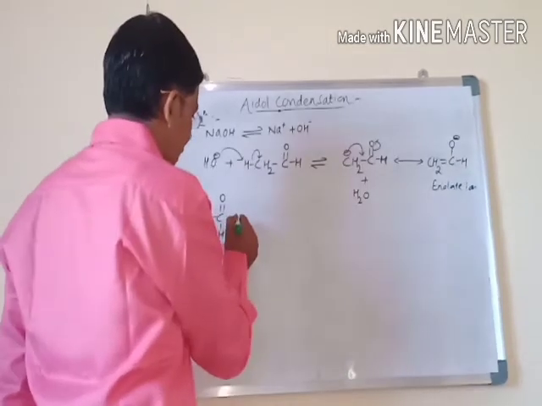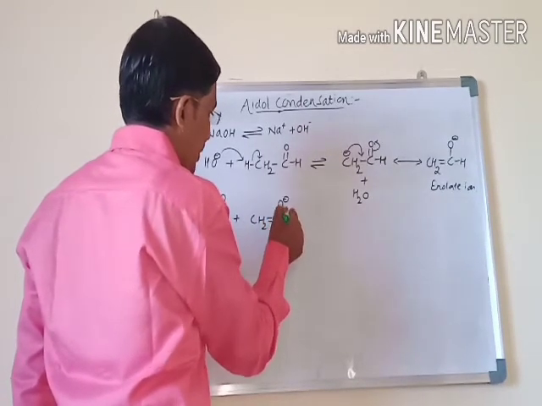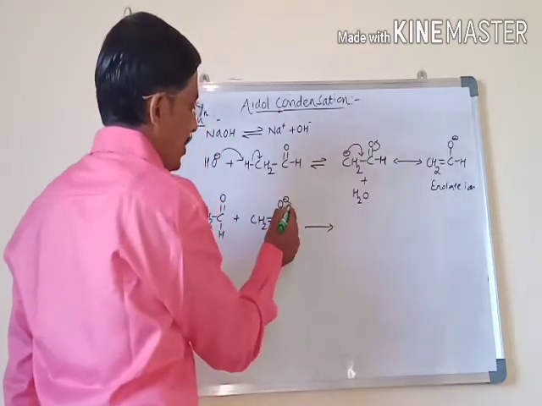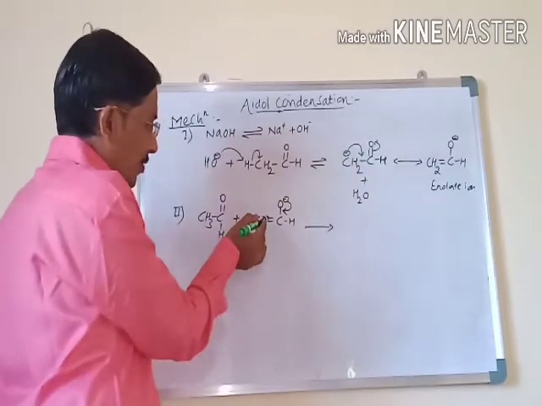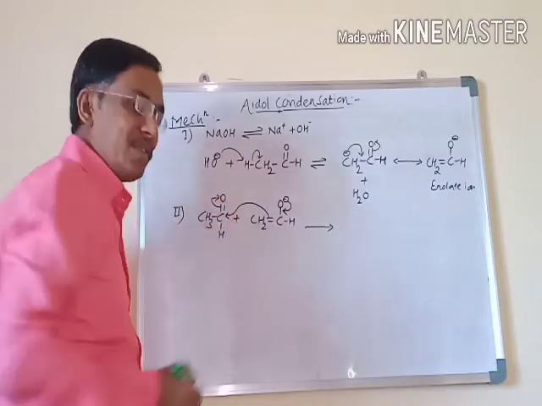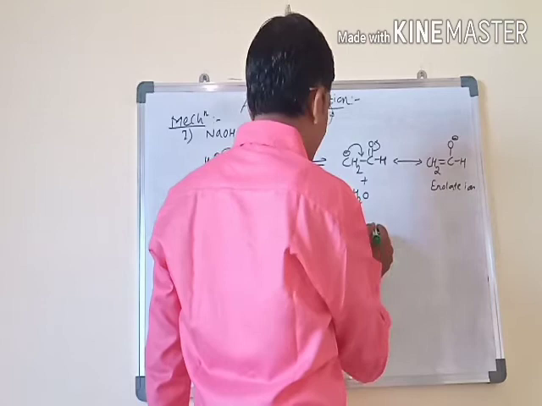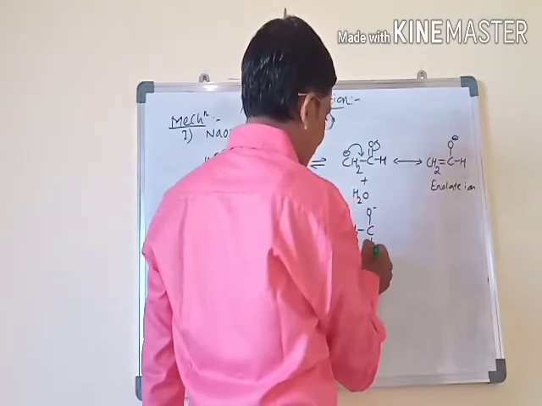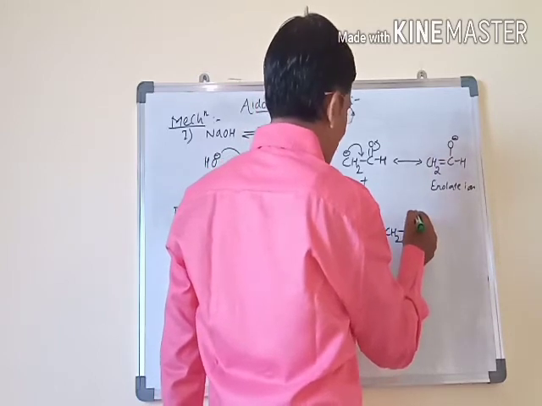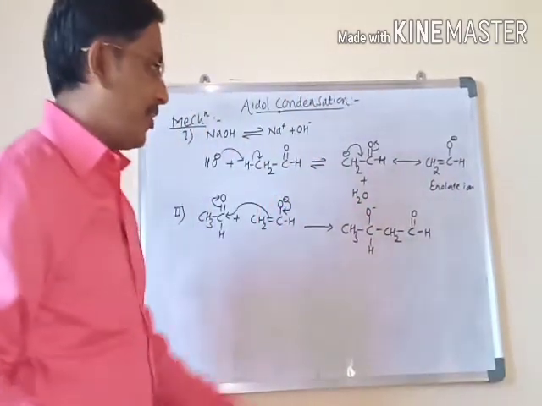Acetaldehyde, here CH2 double bond CH O minus. Now what happens here? This negative charge forms a double bond and attacks the carbon, and at the same time the electrons shift towards oxygen, giving CH3 CH O minus, with formation of a carbon-carbon bond, CH2 and the double bond O H. The aldehyde group remains as it is.